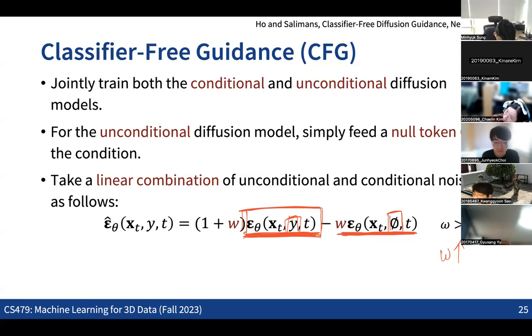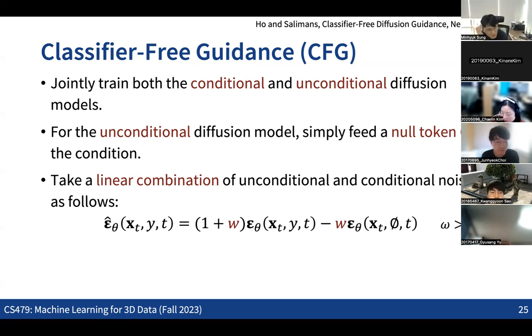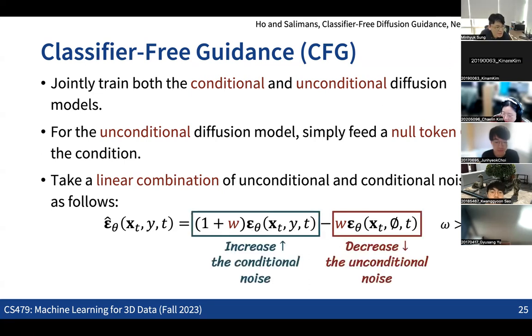There is no theoretical guarantee, but it is more of an empirical thing: by combining the noise predicted for the conditional case and the noise predicted for the unconditional case through a linear combination of these two, we can give some strength to the conditional input. Empirically, this gave better results that really follow the given condition. So that is the basic idea of classifier-free guidance.